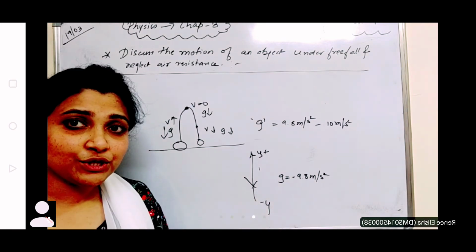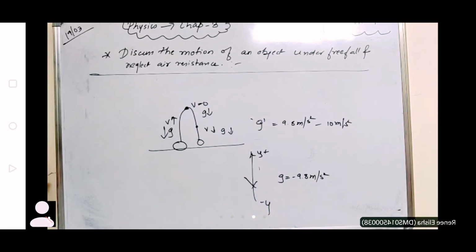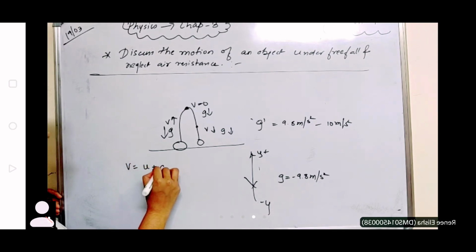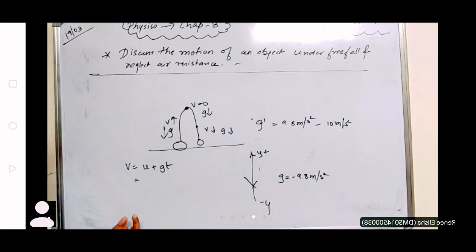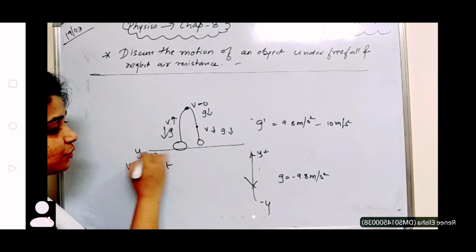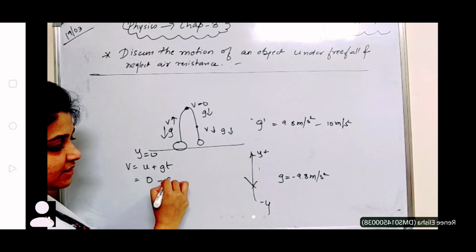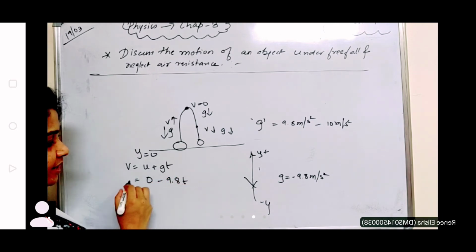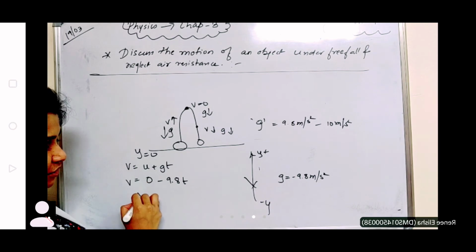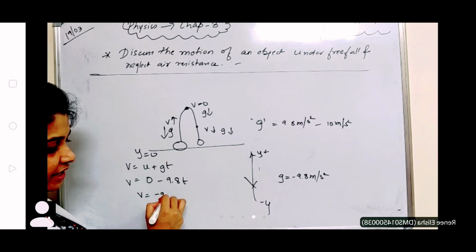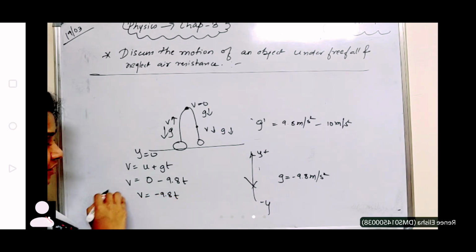Now, assuming this, we can write what? The equations of motion, right? So, equations of motion, we know that v is equal to u plus gt. Now, suppose there's no initial velocity. Alright, so if the object is released from rest, that means if the object is released at y is equal to 0, then what will happen? u will become 0, minus 9.8 into t, right? So, therefore, final velocity v will be what? v is equal to minus 9.8 into t. This is the first equation you get.